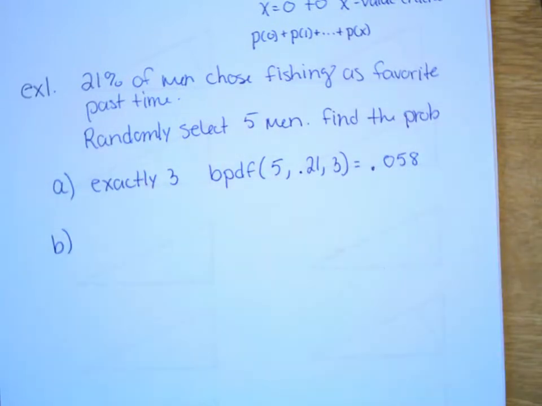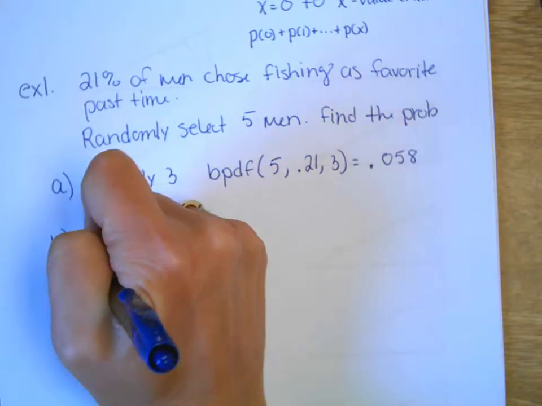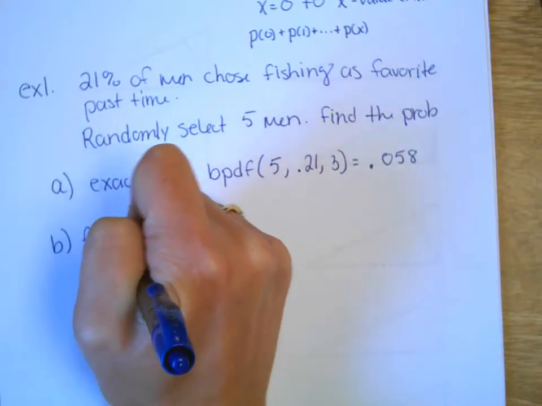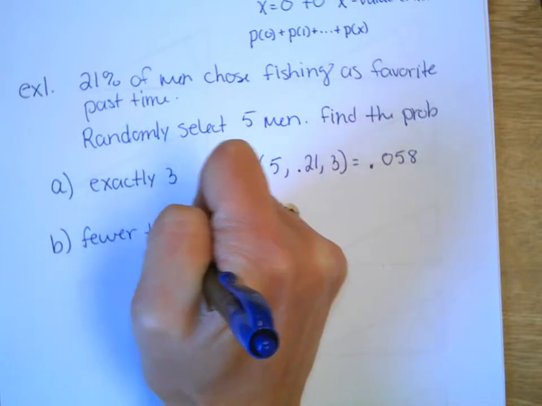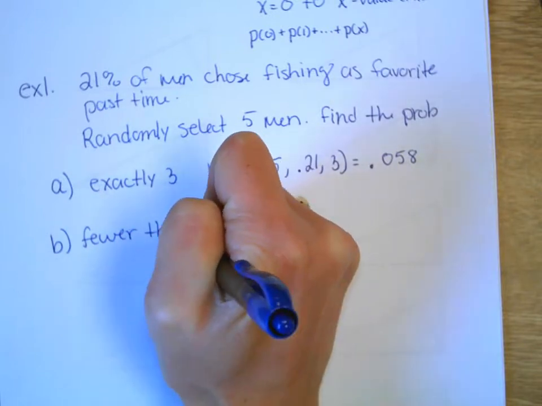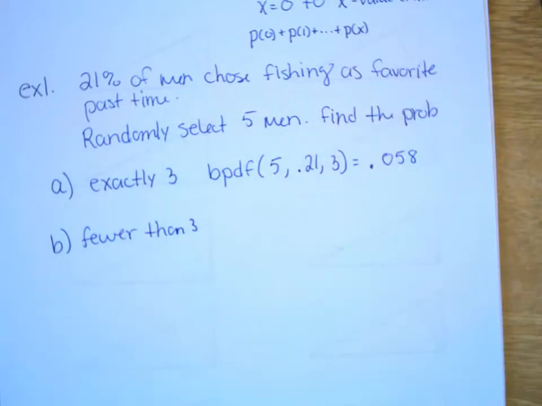What if I ask for the same information, what's the probability that fewer than 3 chose fishing as their favorite pastime? What does fewer than 3 mean to you? 0, 1 and 2. Agree with that?